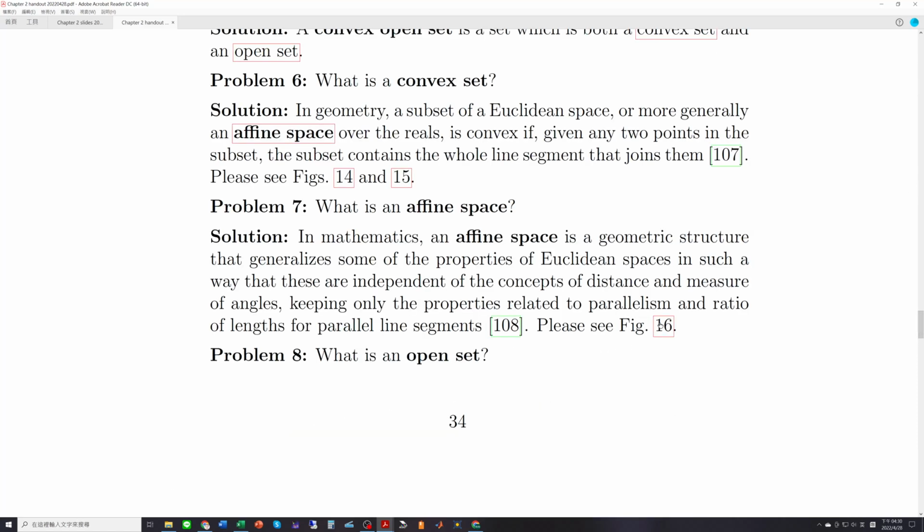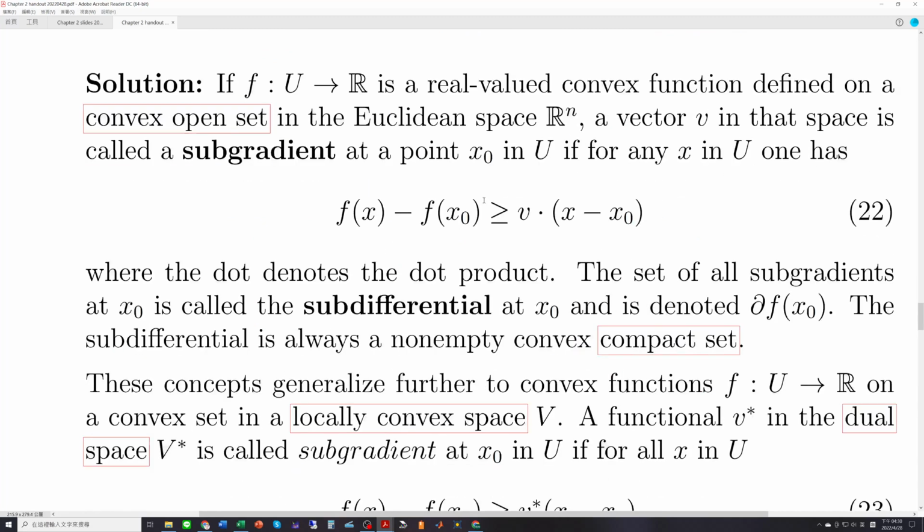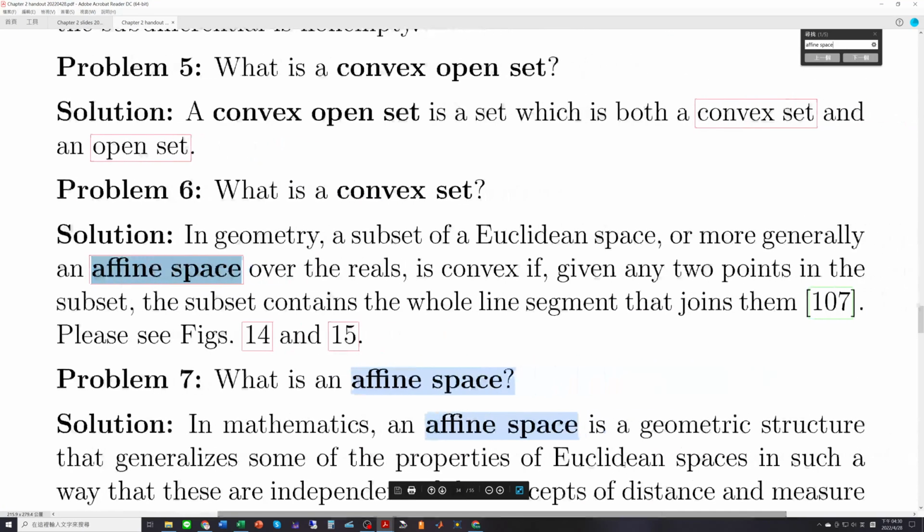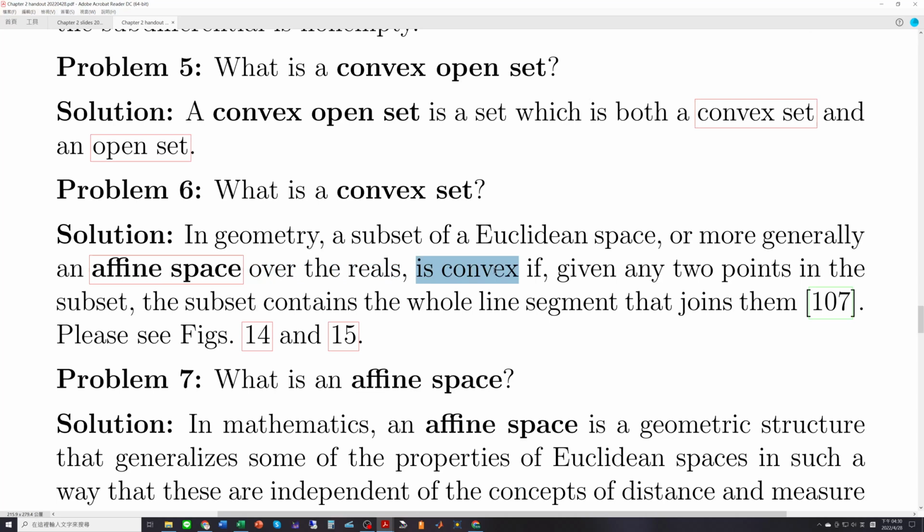Figure 16. Okay, so affine space. Let us go to the first affine space. An affine space over the reals is convex if, given any 2 points in the subset, the subset contains the whole line segment that joins them. Please see figures 14 and 15.